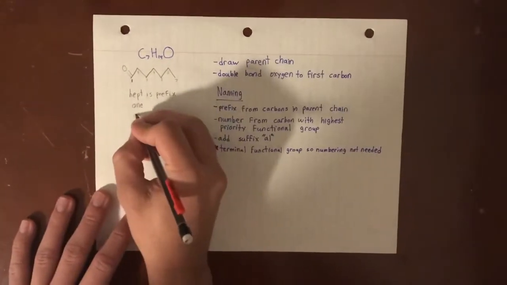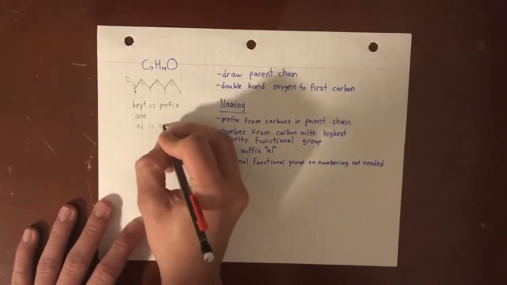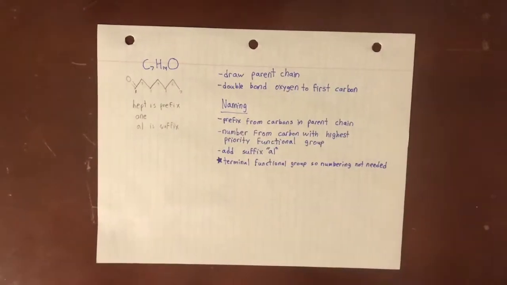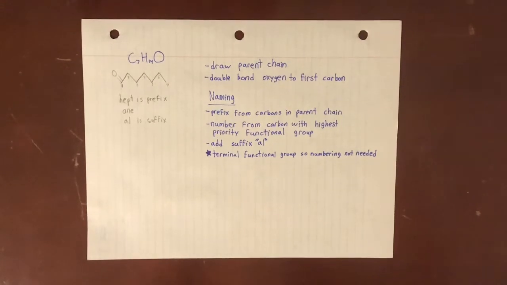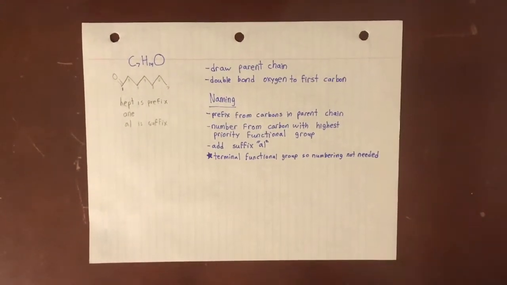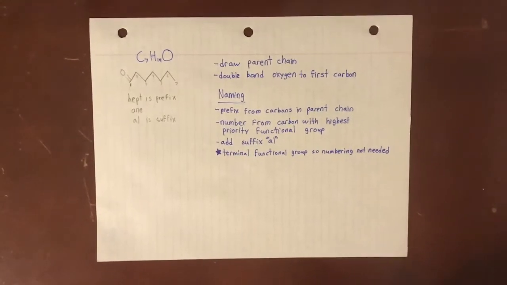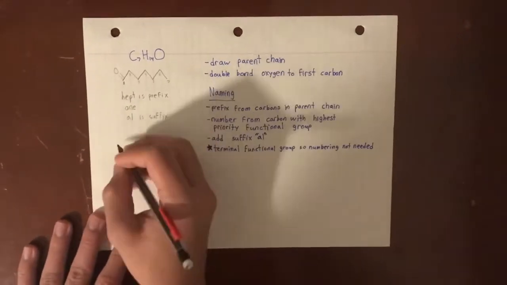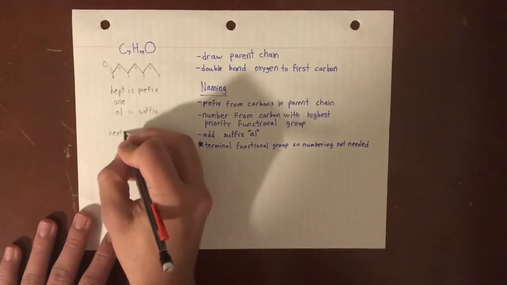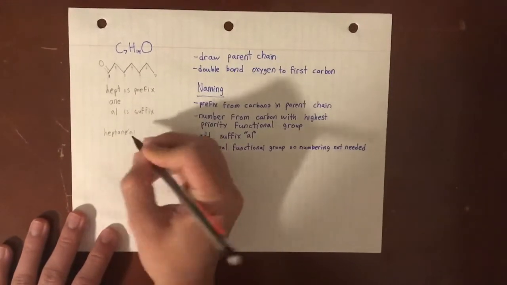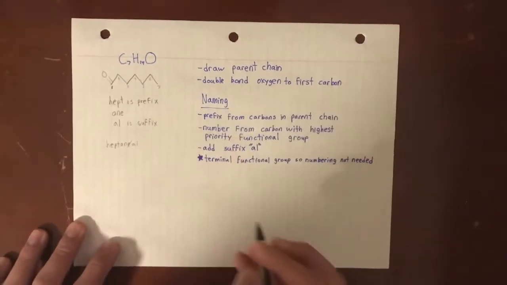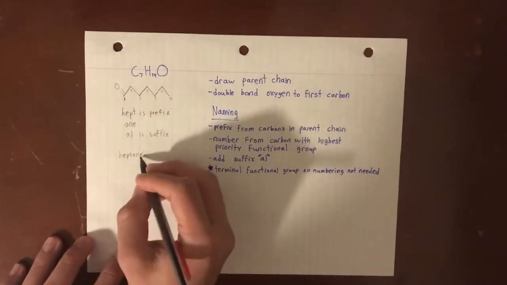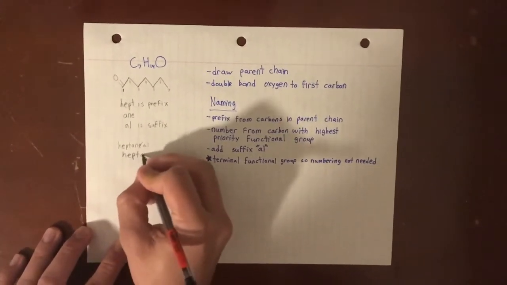The suffix al will be used because it is an aldehyde. The aldehyde has highest priority, and as it is a terminal functional group, it is understood that it is attached to the first carbon, which is why it does not have to be numbered. The final name would be hept-ane-al, and the e will be taken out because the suffix starts with a vowel, so 2 vowels wouldn't make sense. So e will be taken out, and the final name would be heptanal.